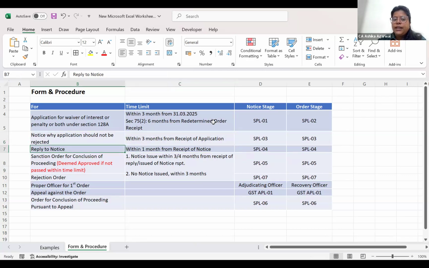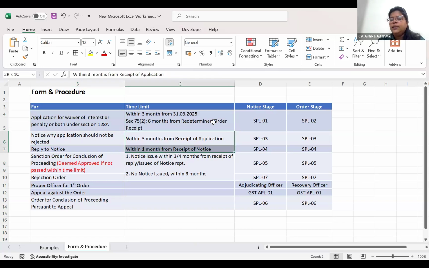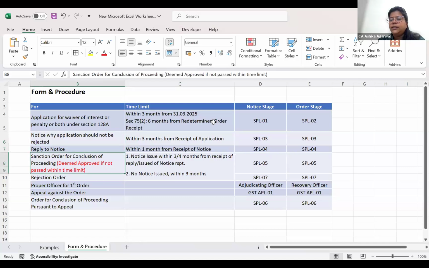So what I mean to say is, they are giving a time limit to pass the order. They are saying 4 months is the time limit to pass the order from the date of application, if I say in simple words, because they are considering this 3 months and 1 month. So they are saying 4 months is the time limit to pass the order. The order may be to sanction or to reject.